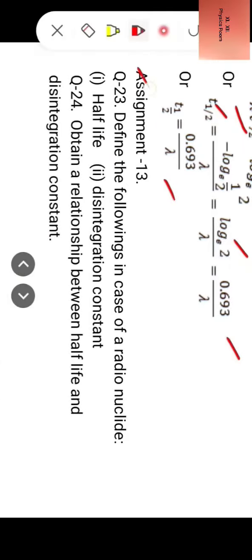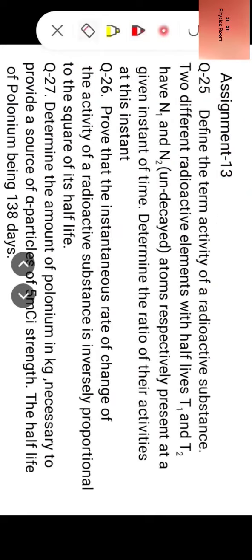Now, assignment 13 continued. Question number 23. Define the following in case of a radionuclide: half-life, disintegration constant. Question number 24. Obtain a relationship between half-life and disintegration constant. Question number 25. Define the term activity of a radioactive substance.